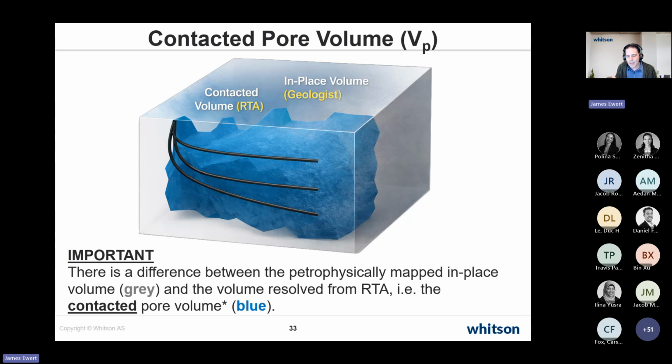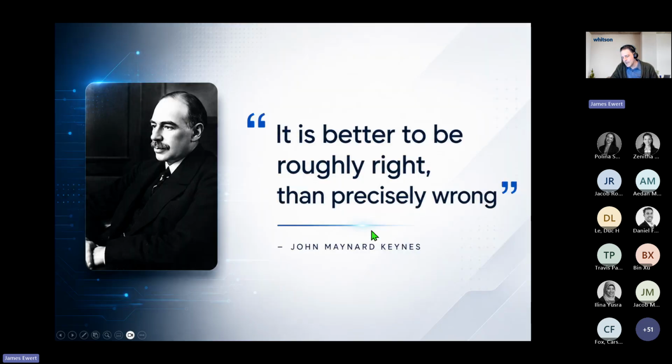So this is a small thing, but communication of our results, I would argue, is just as important as getting the results themselves, because if we can't communicate it effectively, it's almost like, what's the point in doing it in the first place? So the language sounds very similar, but typically we're talking about two different things. It's not a secret code, but it could be. When you're talking to me, contacted volume, that's what I'm thinking about. But external to that, we want to think about in-place volumes, particularly when we're calculating those recovery factors.